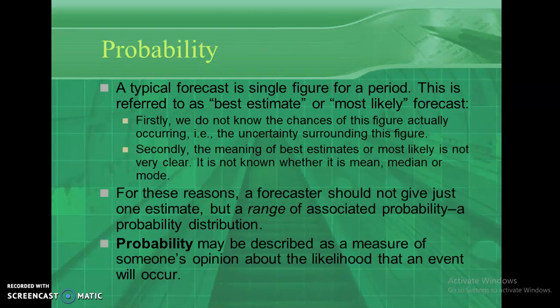The first concept is known as probability. Probability is basically the chance of an event happening in the future. It's very difficult to get a single figure for a period. Under this circumstance, we put in options like best estimate and most likely forecast, and the chance of that event happening will be assigned there. That is known as probability. So probability is not just one estimate, it's a range of associated probabilities.